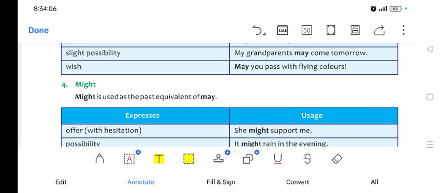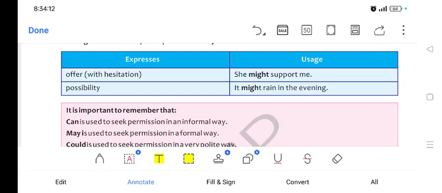Next one, might is used as the past equivalent of may. Like, she might support me. So might shows hesitation. Possibility is there, it might rain in the evening.